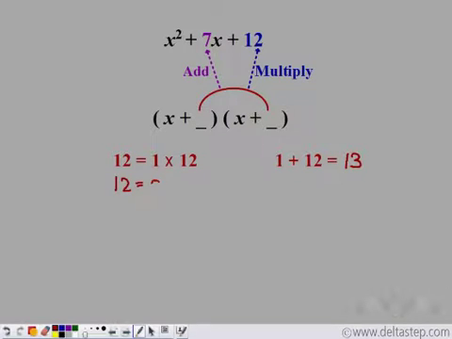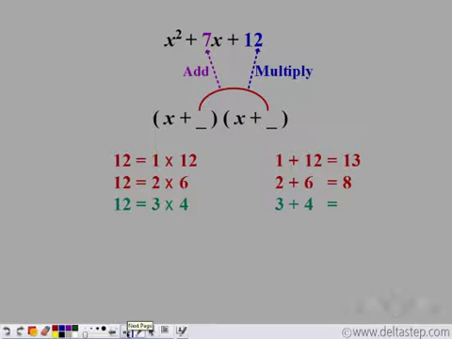12 can also be written as 2 into 6. What is 2 plus 6? It is 8. Again not equal to 7. 12 can also be written as 3 into 4. What is 3 plus 4? 3 plus 4 is equal to 7. So we have got the two numbers which we wanted, 3 and 4. 3 into 4 is 12. 3 plus 4 is 7. So these are the two numbers.